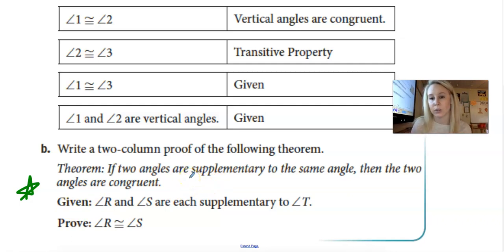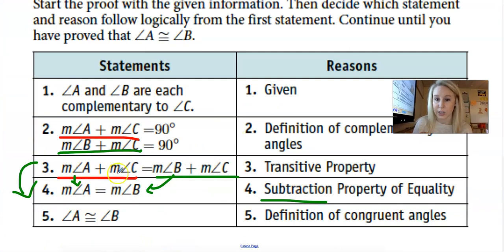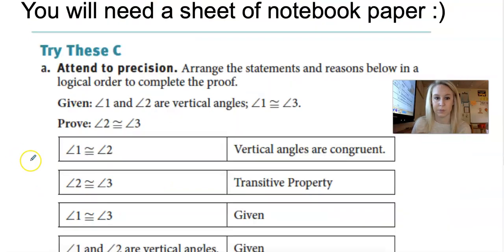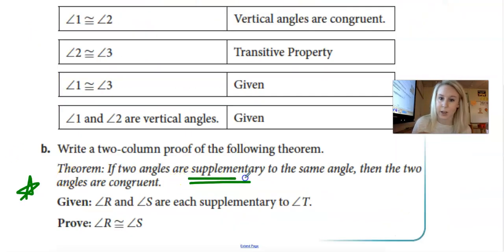It says if 2 angles are supplementary to the same angle, then those 2 angles are congruent. So if you are lost on part B, I want you to go back and look at this proof, and it is almost the exact same proof. Instead of complementary, you're dealing with supplementary. One says complementary, one says supplementary. All right. Press pause, try A and B, and we'll go over the answers.